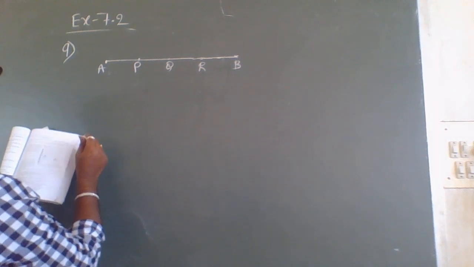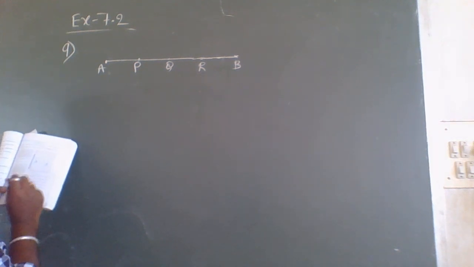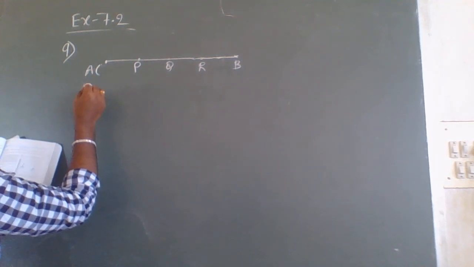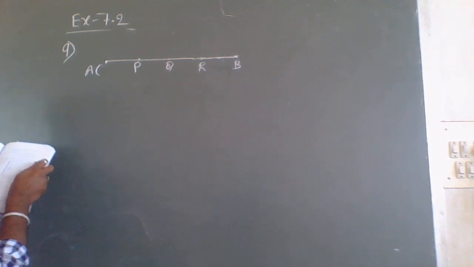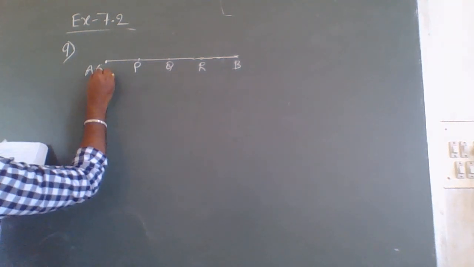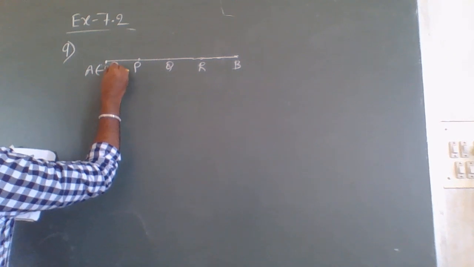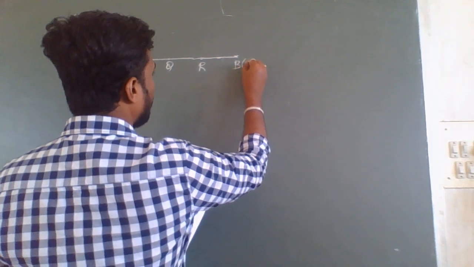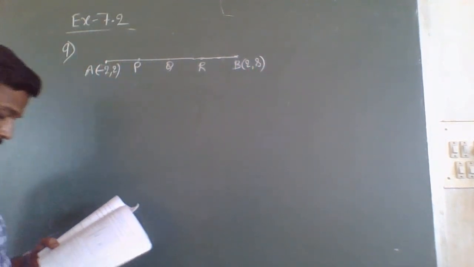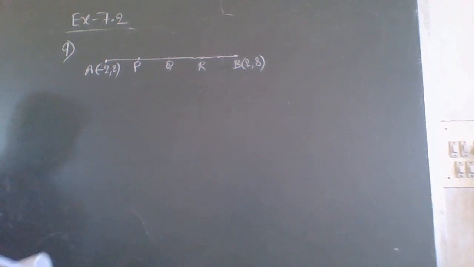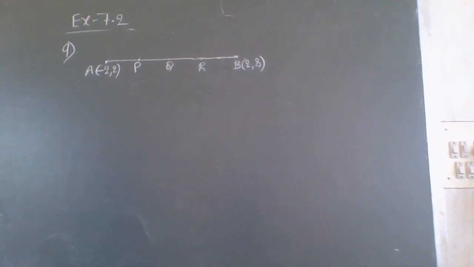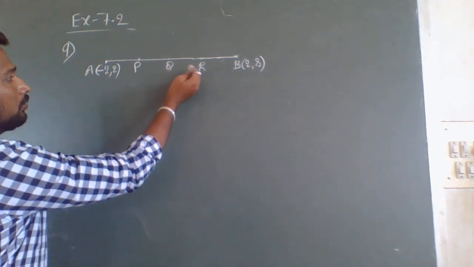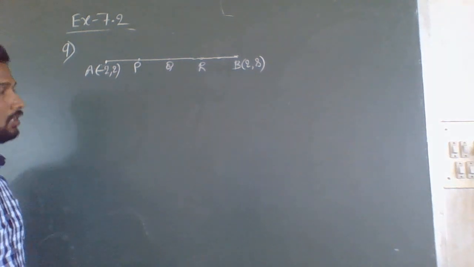And they have given the coordinates of points A and B. A coordinates are minus 2 comma 2, and B coordinates are 2 comma 8. So now we have to calculate the coordinate values of these 3 points P, Q, R.